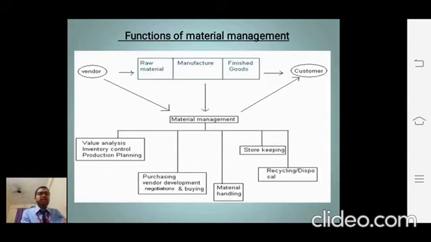Functions of material management. In this diagram, I want to explain that material management is an integral part of the whole production phase. At the vendor stage we also have to manage the material. In the manufacturing or production phase, we also have to manage that phase. And at the customer phase we also have to manage it.